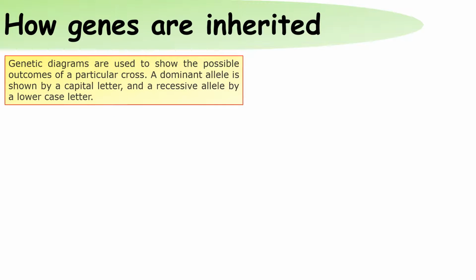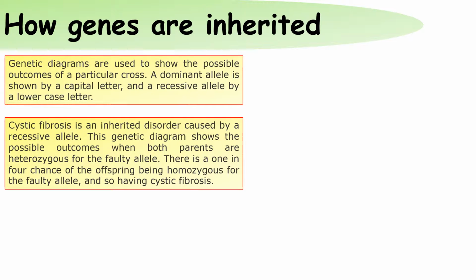The final area in this section is how genes are inherited. Genetic diagrams are used to show the possible outcomes of a particular cross. A dominant allele is shown by a capital letter and a recessive allele is shown by a lowercase letter. Cystic fibrosis is an inherited disorder caused by recessive alleles. The genetic diagrams that we're going to look at show the possible outcomes when both parents are heterozygous for the faulty allele.